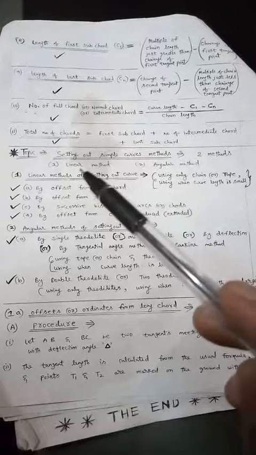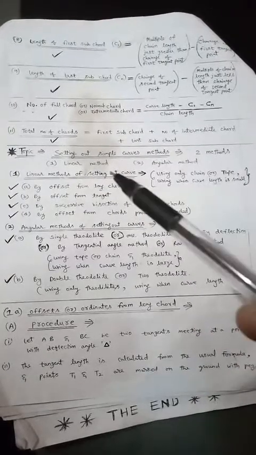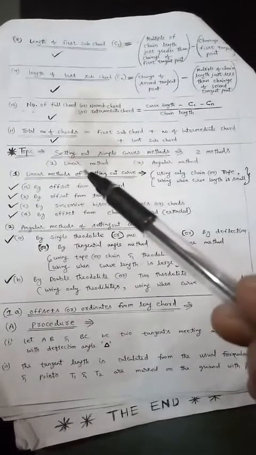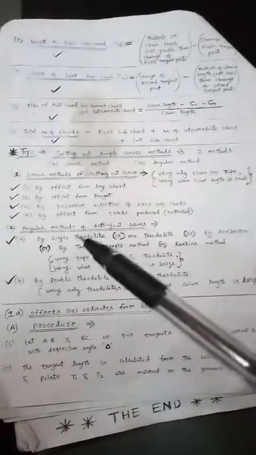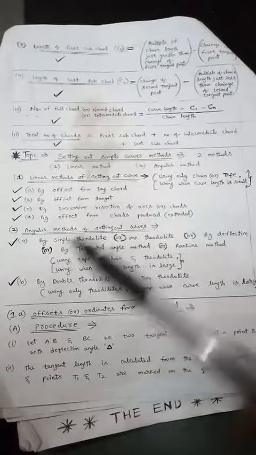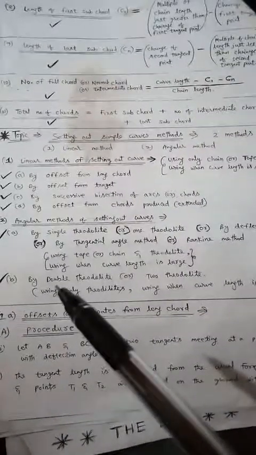In setting out a simple curve there are two methods: first the linear method and second the angular method. The linear method is completed. Now we will do the angular method of setting out curves. In the angular method, the first is the single theodolite method and the second is the double theodolite method. There are two types.